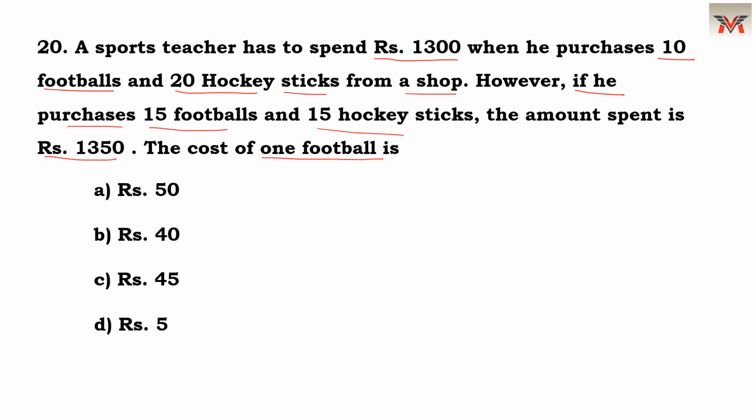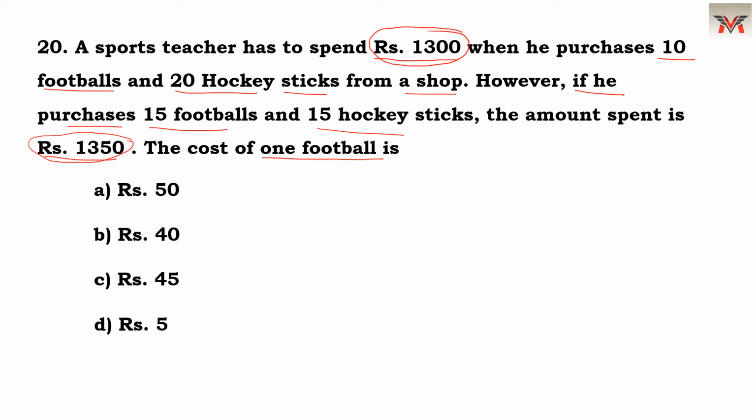Okay, how can we go about it? See, we have a total amount of rupees 1300 and 1350, as well as the number of hockey sticks. This is similar to the problem we solved just now, that is the 2 rupee coin and 5 rupee coin. No? It is similar to that one. So first let us write the equations. After that we can continue.